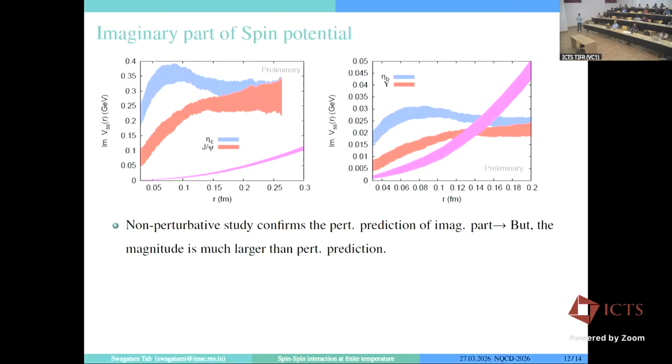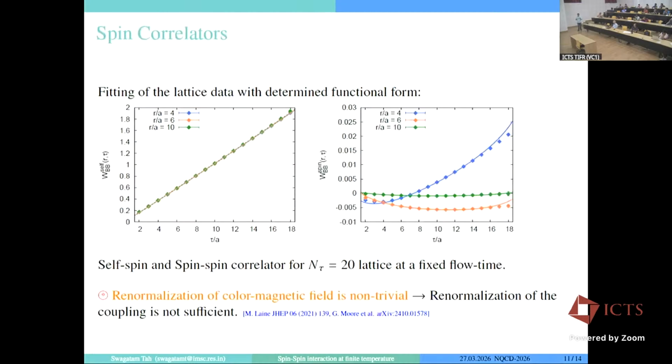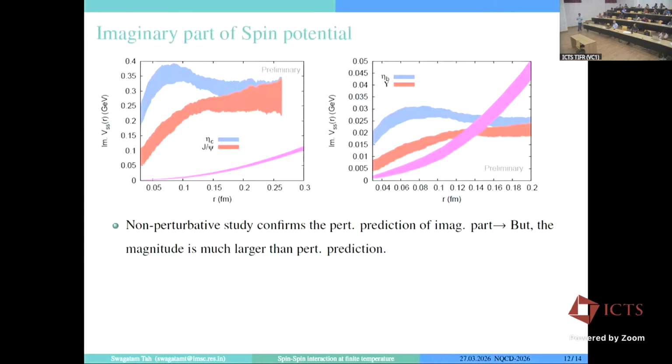Now the imaginary part of the spin potential. We have two components, self-spin and spin-spin. After extracting the real and imaginary components from the self interaction, and similarly from the spin interaction, we add and subtract the two to get the pseudoscalar and vector potentials, with factors of 1 and 1/3. This is R in Fermi units, the distance between the quark and antiquark pair, and the y-axis is the imaginary part of the spin potential. The left plot is for charmonia, and the right plot is for bottomonia.